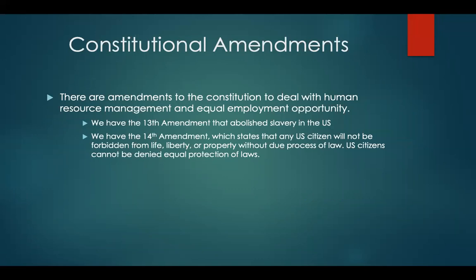The first, we have the 13th Amendment that abolished slavery in the U.S. This amendment helped with cases that dealt with discrimination. The second, we have the 14th Amendment, which states that any U.S. citizen will not be deprived of life, liberty, or property without due process of law. U.S. citizens cannot be denied equal protection of laws. This amendment only applies to decisions by the government or private groups that are acting as government actors.